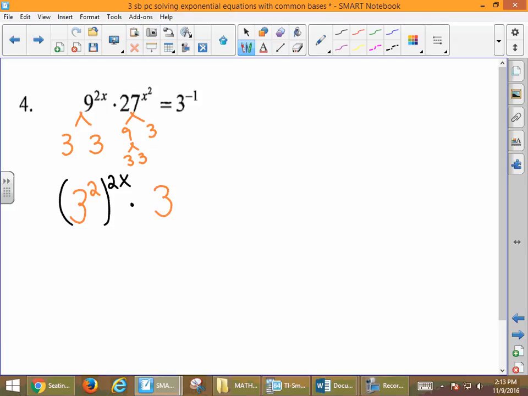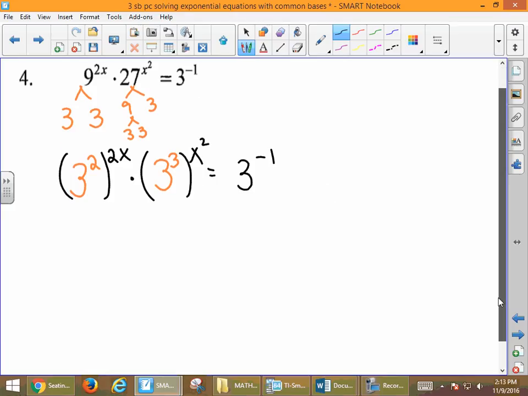So we're going to get 3, and I forgot to write my cube. 3 cubed. There's 3 of them. And then we can't forget that we have an x squared. And luckily, on the other side of the equation, we don't need to rewrite anything. But we do need to be familiar with our exponent rules to be able to solve this equation now.